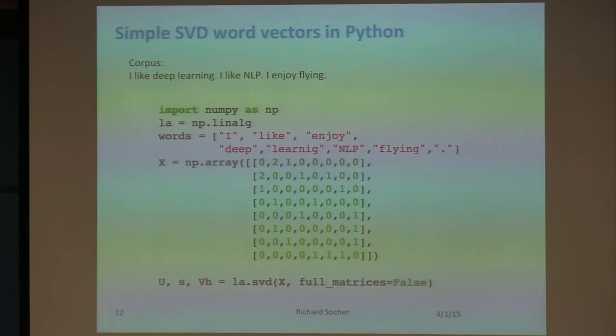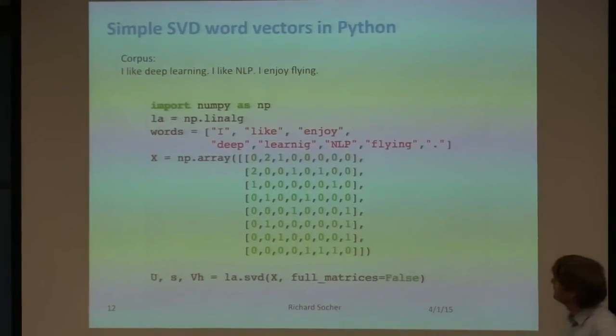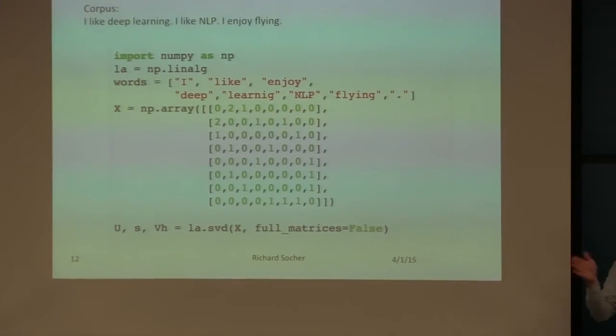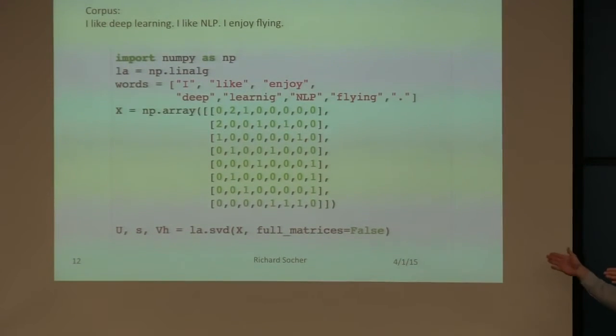So again, let's just look at some very, very simple code. Here, I just manually put in our co-occurrence matrix. Obviously, you'd want to write a little script that goes in little windows over and tries to collect the counts of which words are neighboring where. This is, again, the same corpus that we had before. I like deep learning, I like NLP, and I enjoy flying. And this is the entirety of our vocabulary.